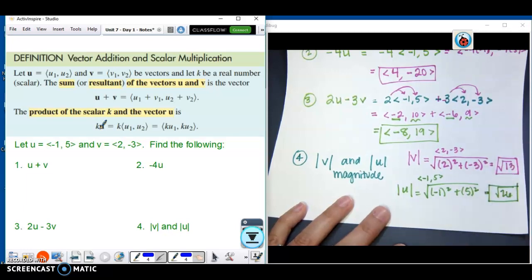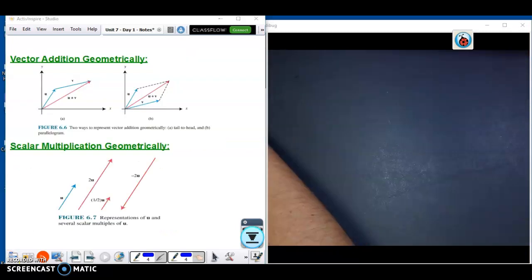Okay, so that is how you multiply a scalar out front. You just distribute it in, or you can add or subtract your two vectors just by adding or subtracting the x and the y coordinates. And then we also can find the magnitude when it has that absolute value.